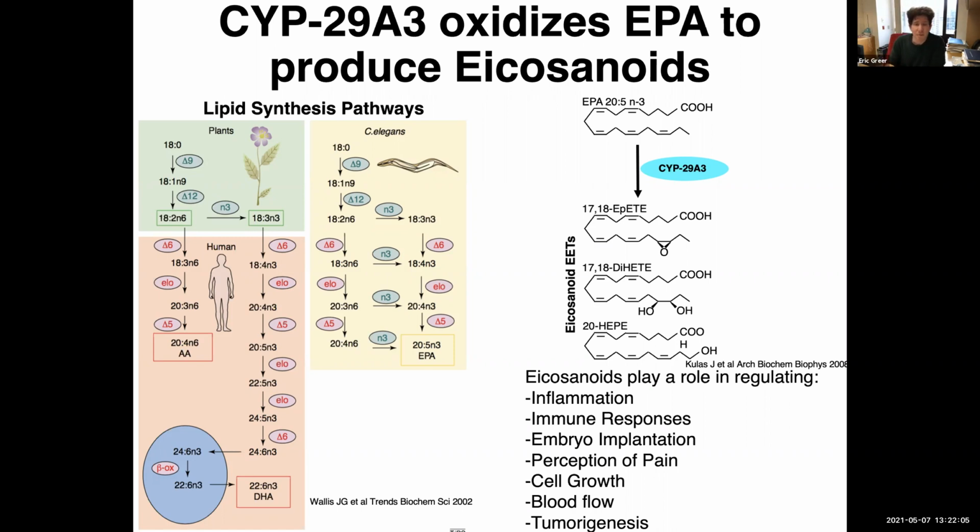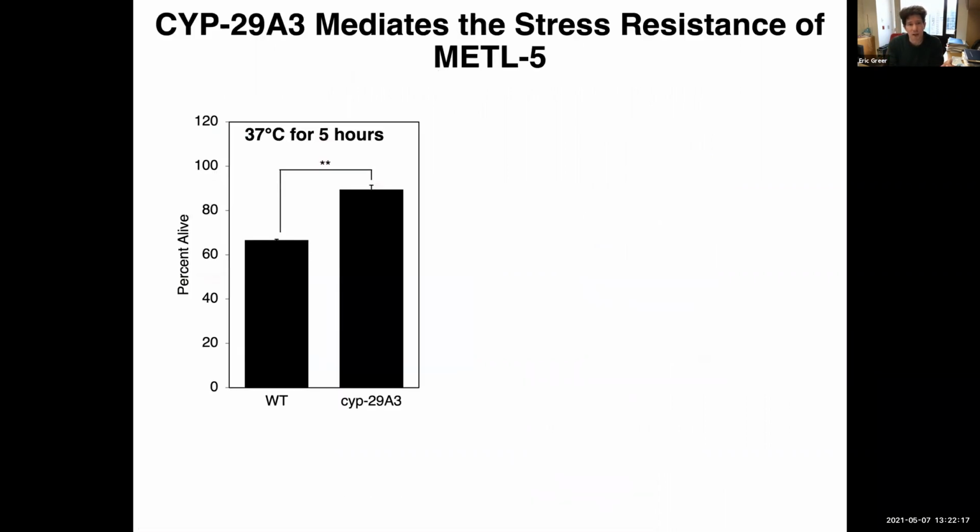So we wanted to identify whether CYP29E3 and the eicosanoids which it was supposed to be producing were responsible for the altered stress resistance of the METL5 mutant worms. To examine this, we first obtained a genetic null mutant of CYP29E3, and we found that this mutant phenocopied the METL5 mutant worms. When we exposed it to heat stress, it also showed increased heat stress resistance relative to the wild-type worms. Next, we wanted to identify whether CYP29E3 was functioning in an independent parallel signaling pathway to METL5, or if it was functioning in the same signaling pathway.